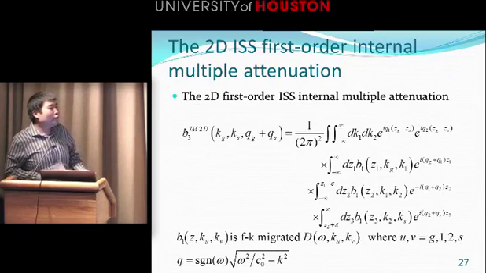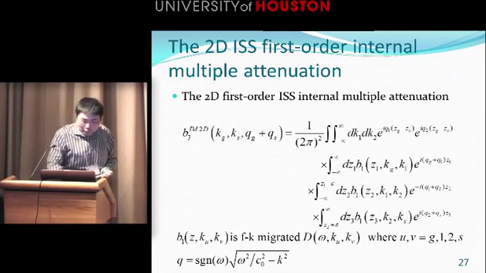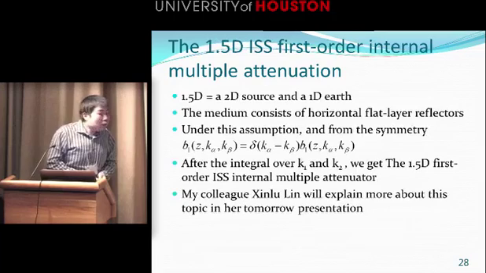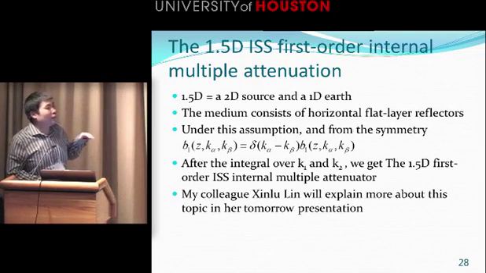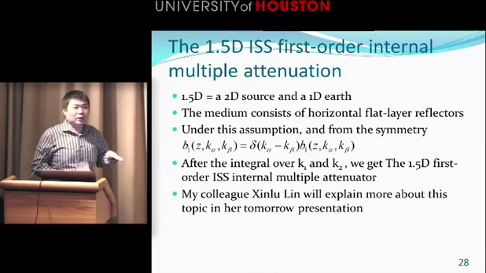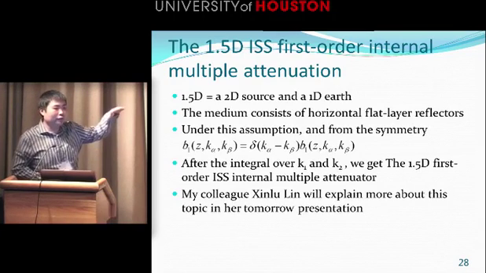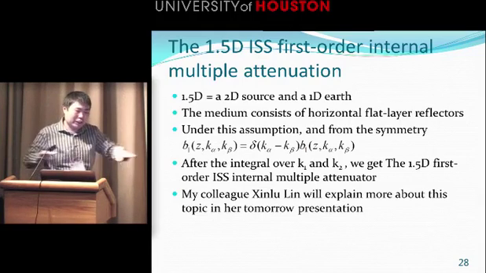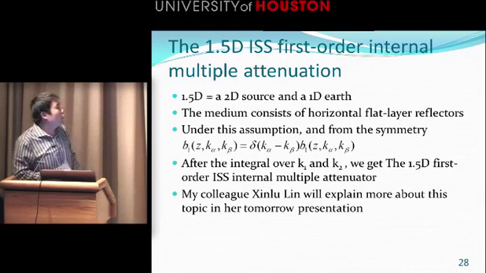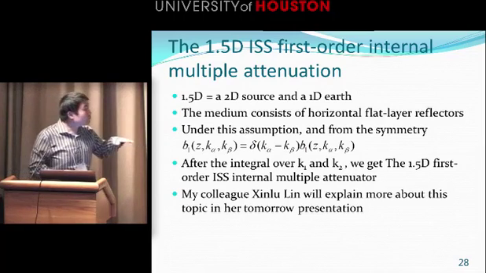What does the 1.5D algorithm mean? It comes from 2D. This is the formula we have seen a lot of times. 1.5D means a 2D source, but with a 1D Earth. We assume the Earth only has variation with depth, and we do not have any lateral velocity changes. Or we just assume the medium consists of only horizontal flat reflectors.